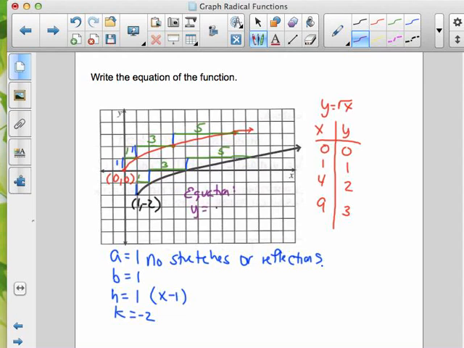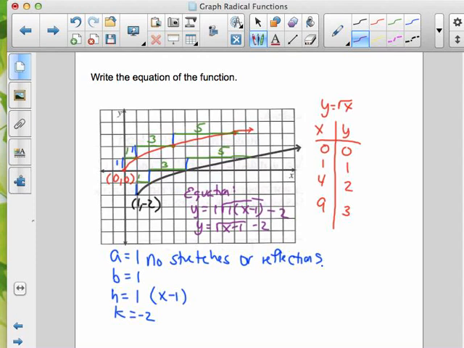is y equals 1 times, and I'll fill in the 1s and the 0s and anything that has no impact, just so you can see where everything goes. So y equals 1 times 1 times the square root of x minus 1, a lot of 1s, and then minus 2. Well, I don't need to write in 1 for the a value or the b value. I can just say y equals the square root of x minus 1 minus 2. And there we have the equation for that graph.